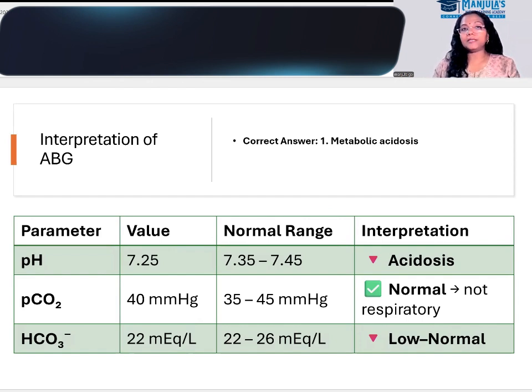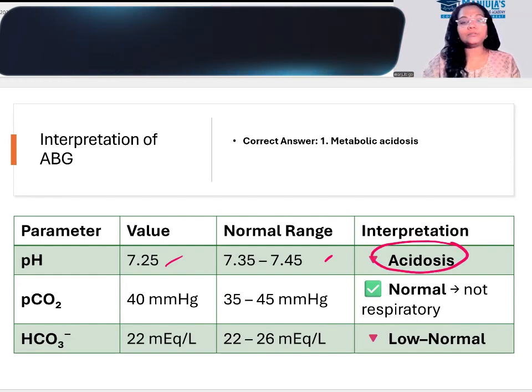Now, how do you interpret ABG? That also is a very important area for you to know. So in this question, the pH is given as 7.25 and you know that the normal range is 7.35 to 7.45. So what does this mean? The pH value is less. That means there is acidosis running here.